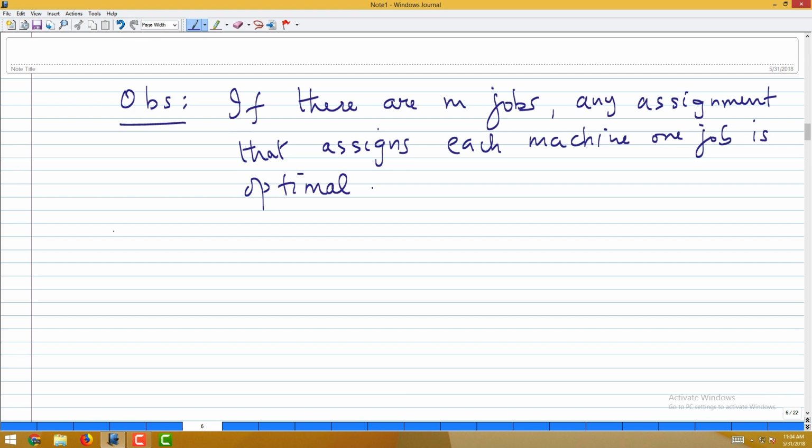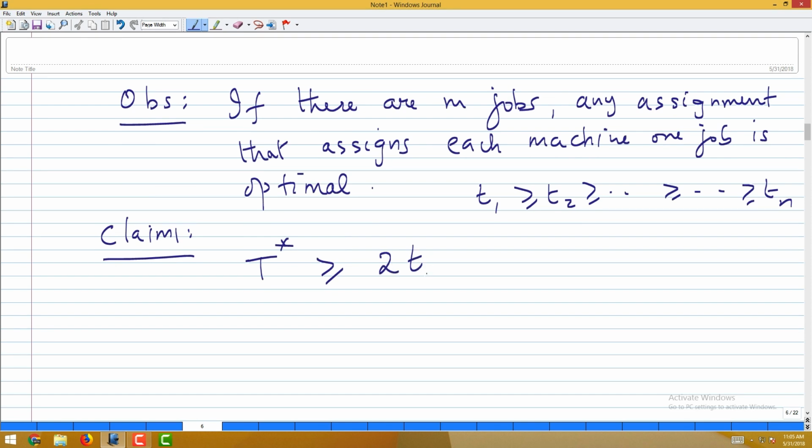So, now here is claim 1. Let us say we have arranged our jobs in non-increasing order of their running times. Now let us assume there are more than m jobs. Then I claim that T star is greater than or equal to 2 T m plus 1. Do you see this?